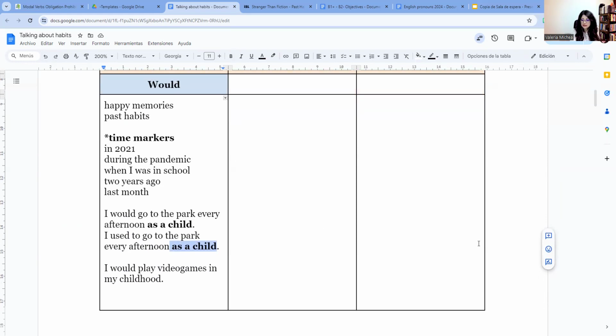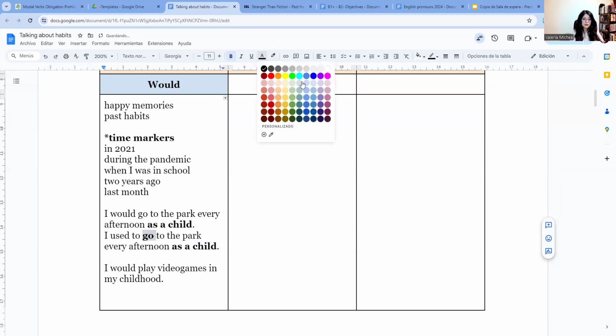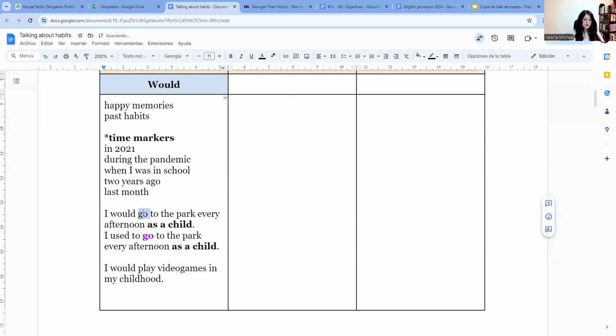Let me check what else we have in the chat. The verb is in the base form of would. Yes, with would, it's also the verb in the base form. As you can see, I used to go or I would go. Because remember that after modal verbs, you never conjugate the verb that follows, right? So would is still a modal verb. So we don't need to conjugate it.